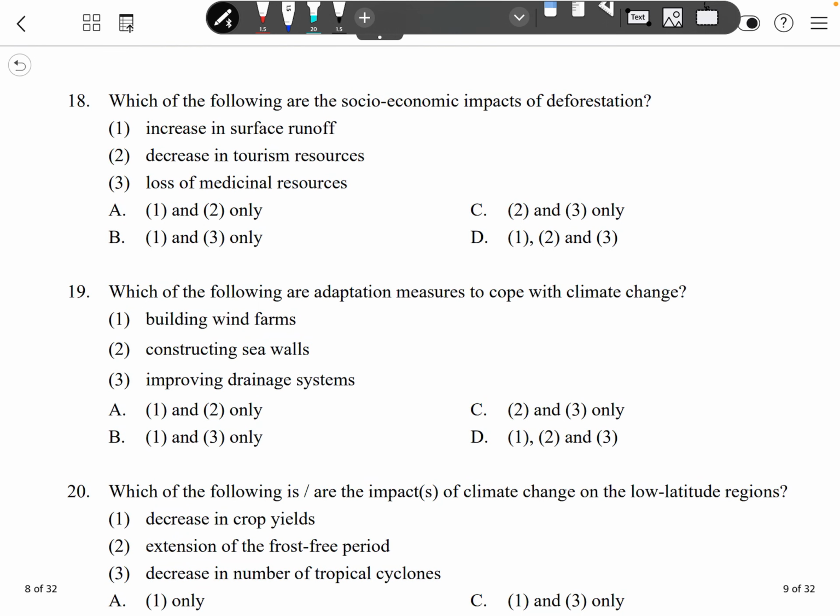Number 18, which of the following are the socio-economic impacts of deforestation? Number 1, increase in runoff. No, this is about the hydrosphere. Decrease in tourism resources. Yes. Loss of medicinal resources. Yes. So the answer should be C.